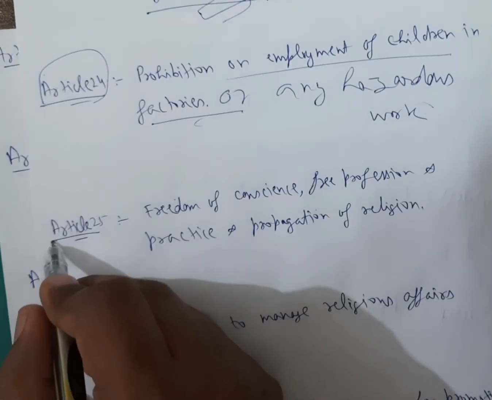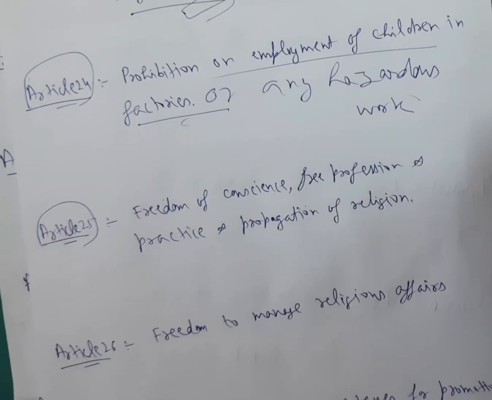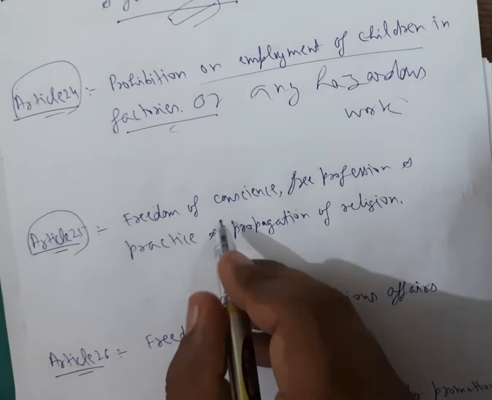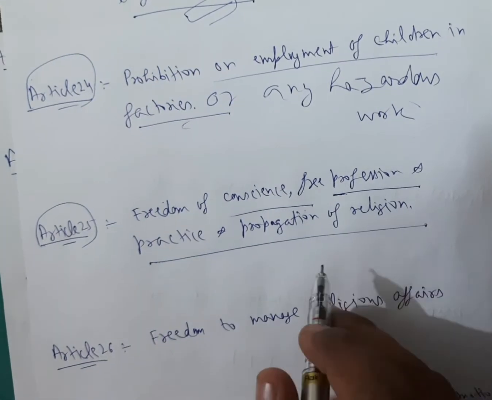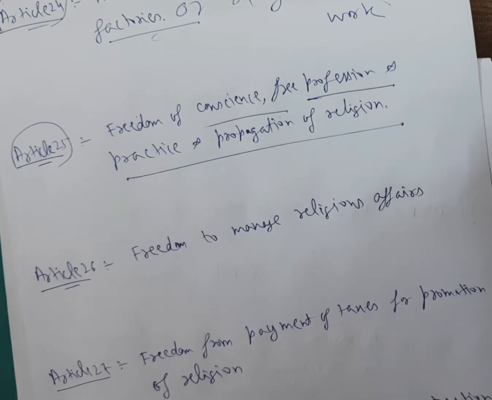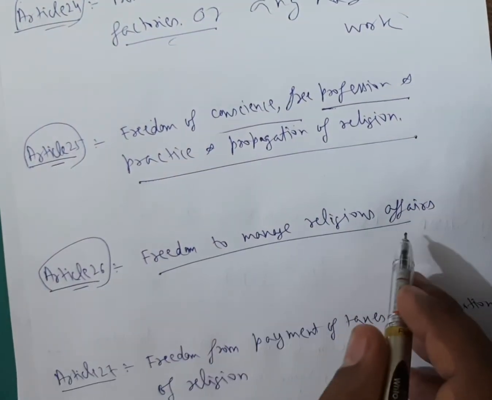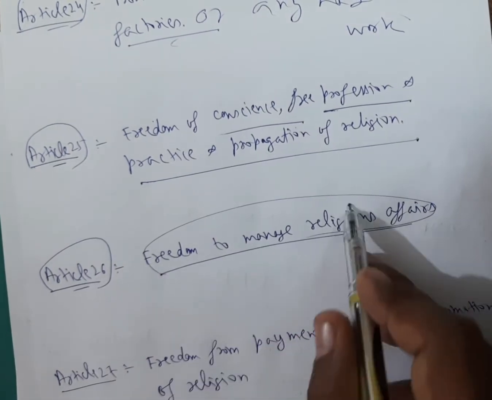Okay, and then we go on to articles 25 to 28, which are freedom of religion. Article 25 says freedom of conscience, free expression, free profession, and practice and propagation of religion. They can practice and propagate religion according to their wishes. Then comes article 26, that they have the freedom to manage their religious affairs by themselves.